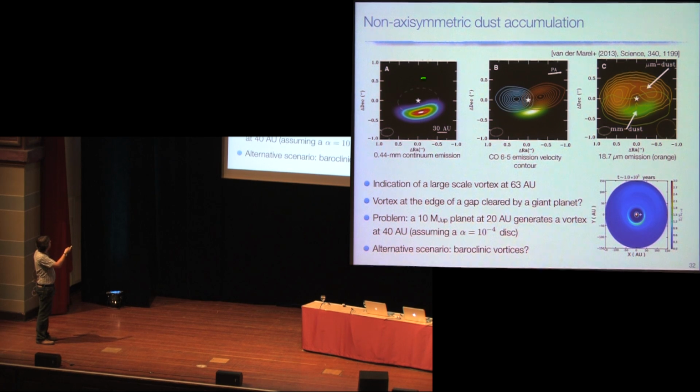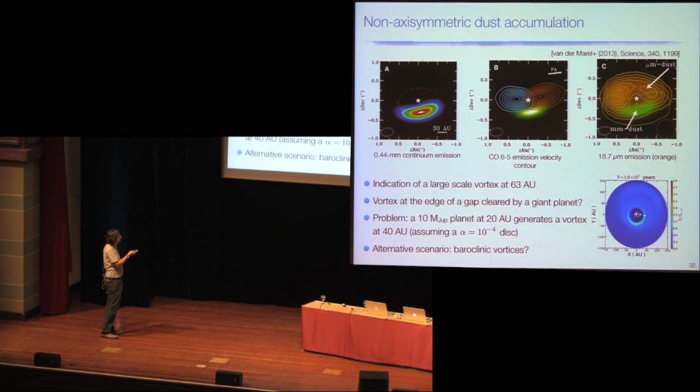So they see essentially a non-axisymmetric structure, which is the density of dust, millimeter-sized dust, at about 63 AU, and you don't see any structure if you look at very small dust grains. So this is felt to be a good indication of a vortex lying at 63 AU, and the model they present to explain this is to assume that there is a giant planet.